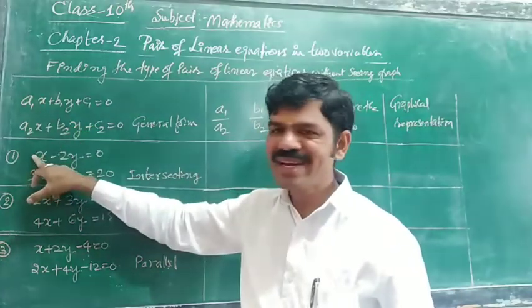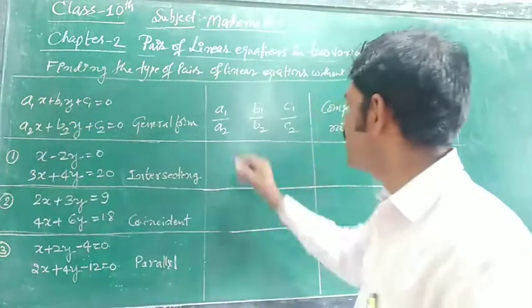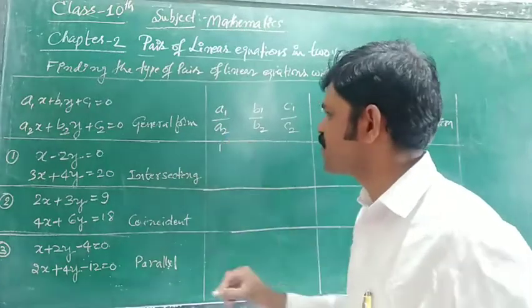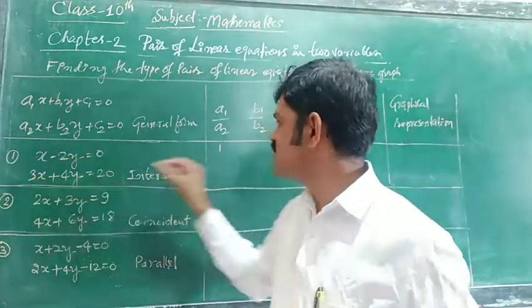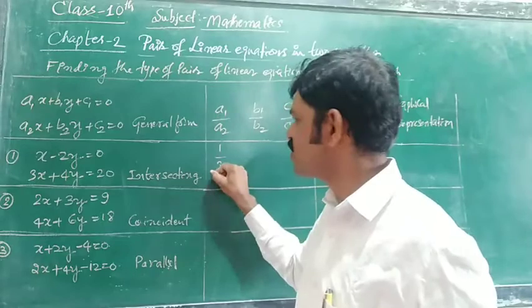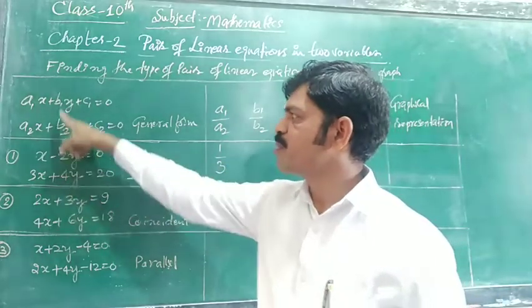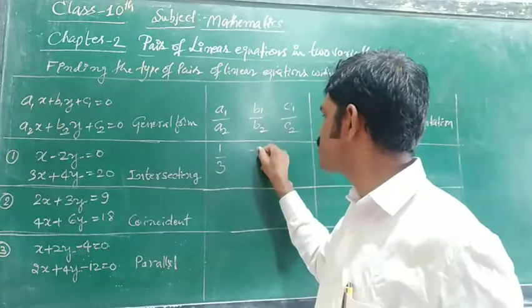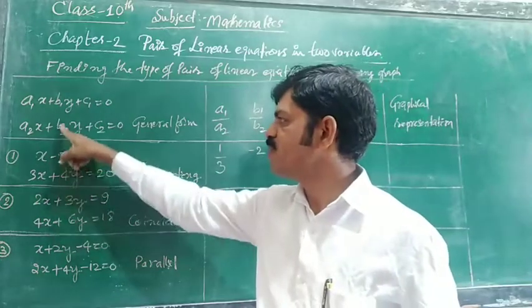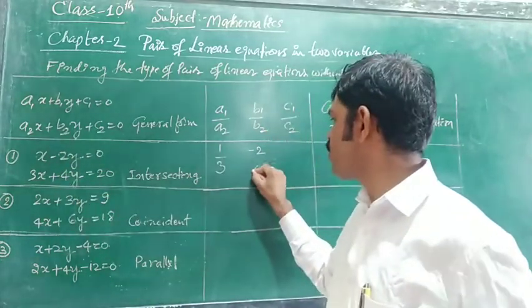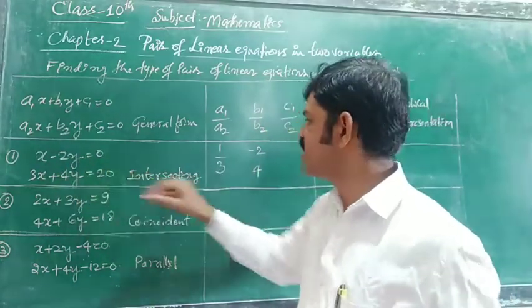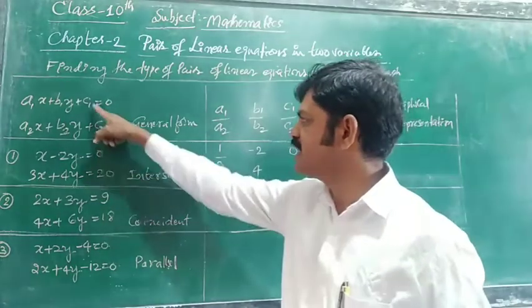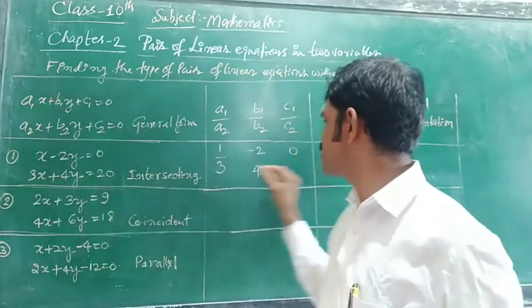The value of a1 is 1 here. Okay. The value of a2 is 3. The value of b1 here is minus 2. The value of b2 is 4. The value of c1 is 0. The value of c2 is 20.